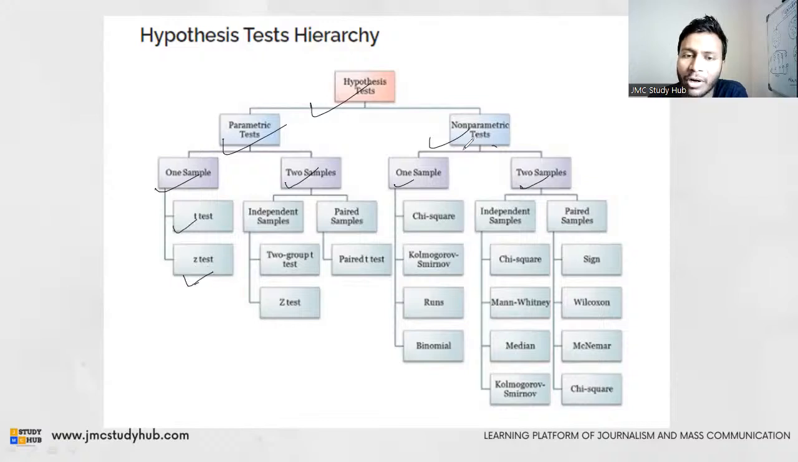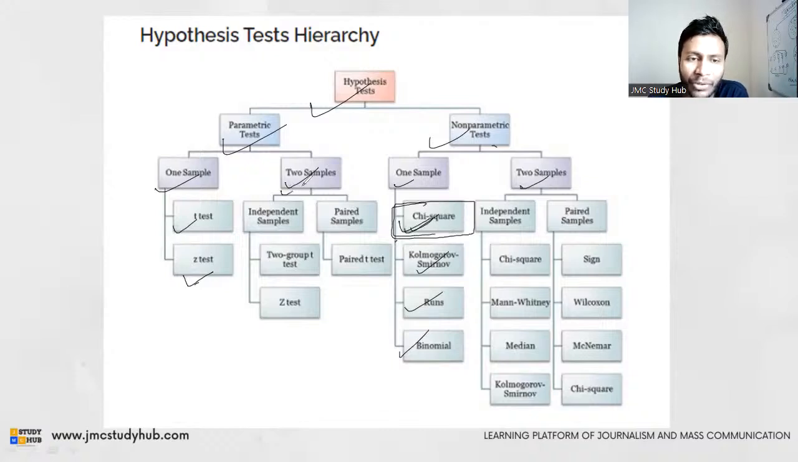Similarly, if we look in the non-parametric test, one sample is classified in 4, that is chi-square, Kolmogorov-Smirnov, runs and binomial. Mainly important here is the chi-square, that is one sample non-parametric test.